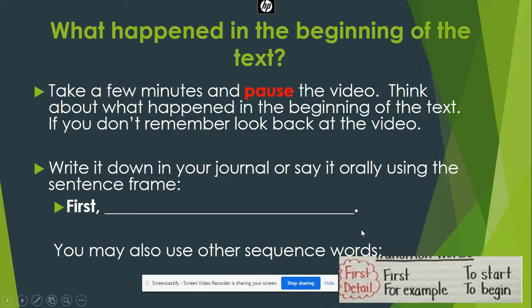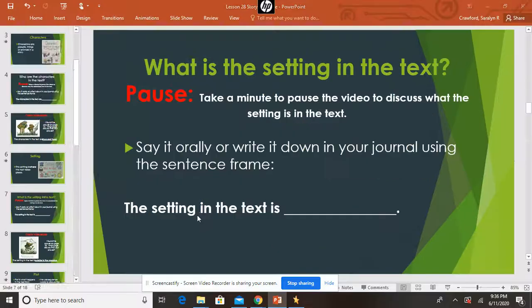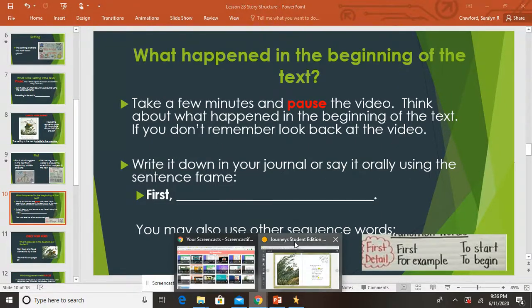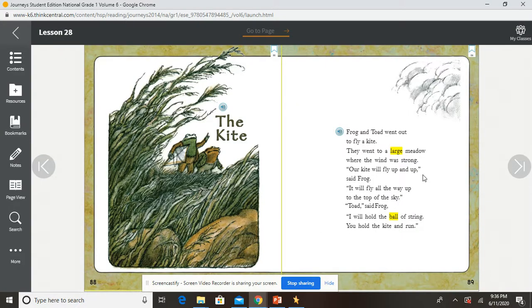So I want you to think back about what happened in the beginning of the story. I'm going to use the transition word first, but you could also use these other ones to start or to begin. And I would like you to write this down in your journal or on your piece of paper. Remember, you could also say it orally, or you can draw a picture. So let's look back at our book, and I want you to think, what happened first? And I will read part of the book to you.